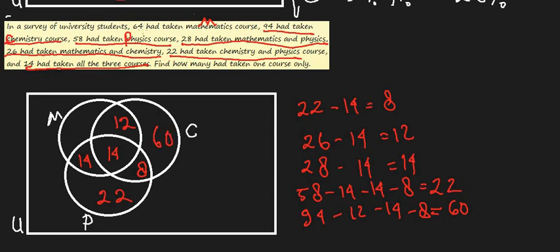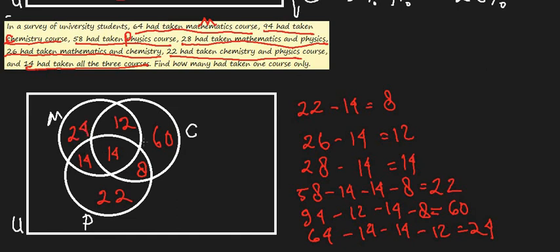60 students here, chemistry. And then 64 taken mathematics, same deal, we have 64 minus all of the circle inside the mathematics, minus 14 minus 14 minus 12 equals 24. So this one is 24.